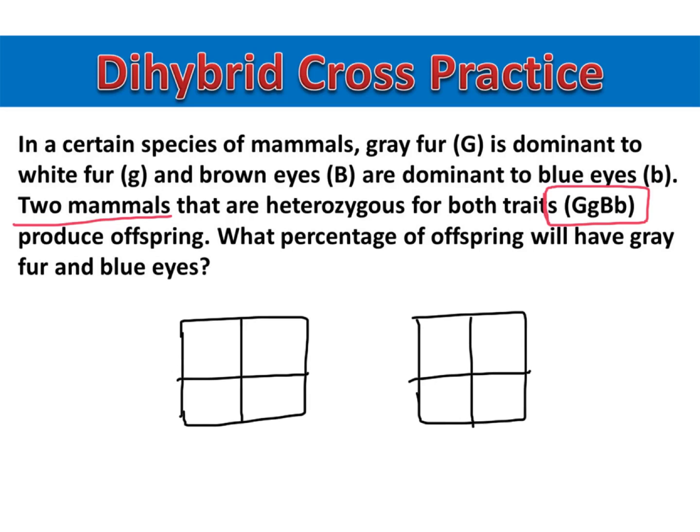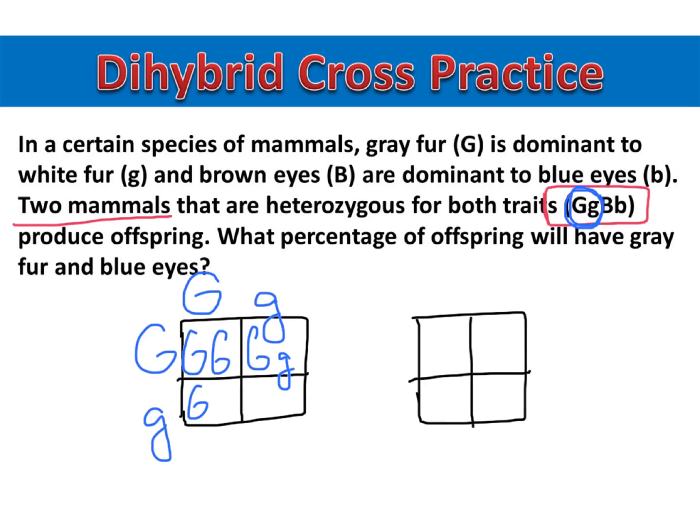So my first Punnett square is going to be about fur color. Both of the parents are going to be heterozygous for fur color, so I'll put one heterozygote across the top and one down the side, and then I'll fill it in. And my next box is going to be about eye color. They're both heterozygous for eye color, so one across the top, one down the side, and I'll fill it in.